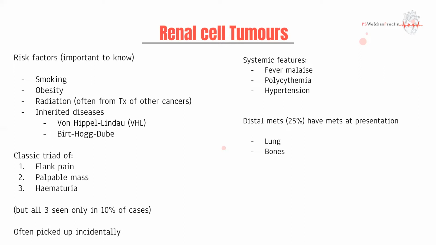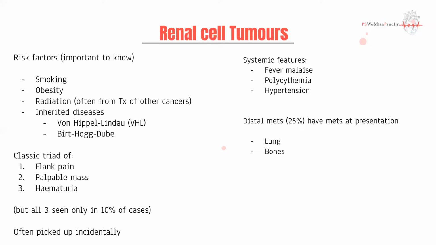In terms of systemic features that you need to be aware of, so fever, malaise, very common, typical of many cancers because of that increased metabolic demand. Polycythemia is an interesting one. So you have higher levels of hemoglobin. This is because of EPO.